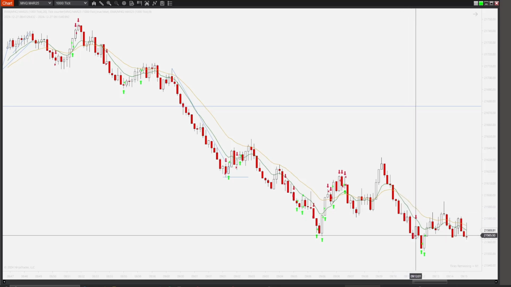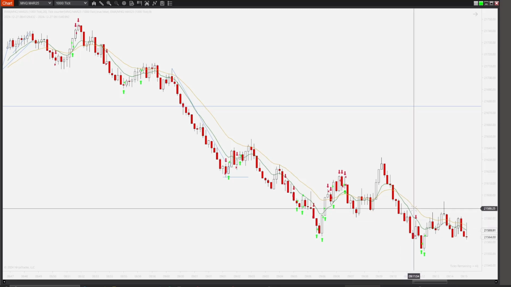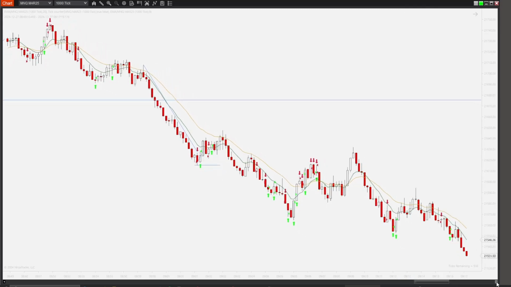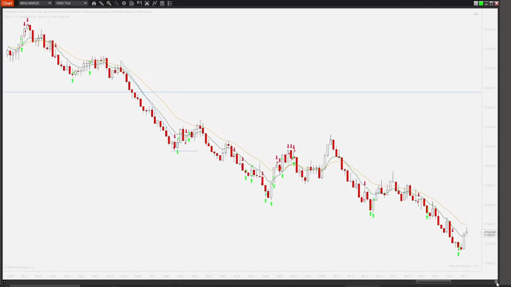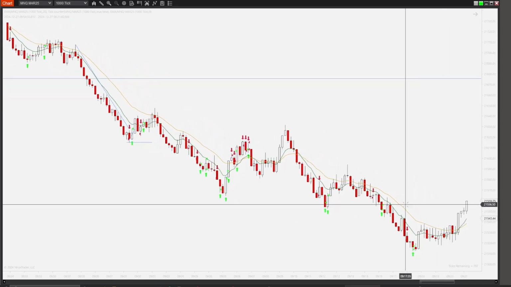Nonetheless, I take this entry here after these 2 strong bars, set my stop above the high of this previous pivot, and take 1 contract off. The second contract is break even. So at this point, I'm kind of back to feeling a little bit more comfortable. And markets continue to sell off.